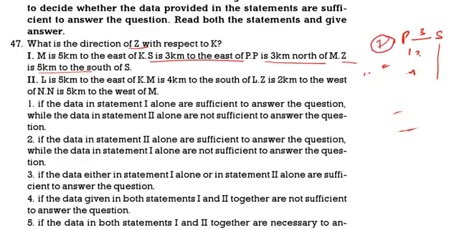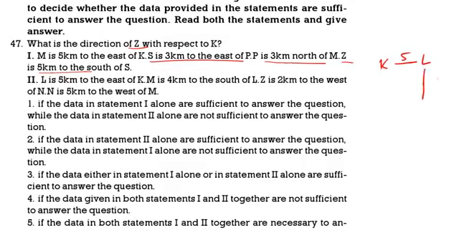Now come to the second one. L is 5 meters to the east of K. So first you write down K, K east 5 meters L. Then M is 4 meters to the south of L. Here we are having M. Then see the next one. Z is 2 meters to the west of N. N is 5 meters to the west of M.